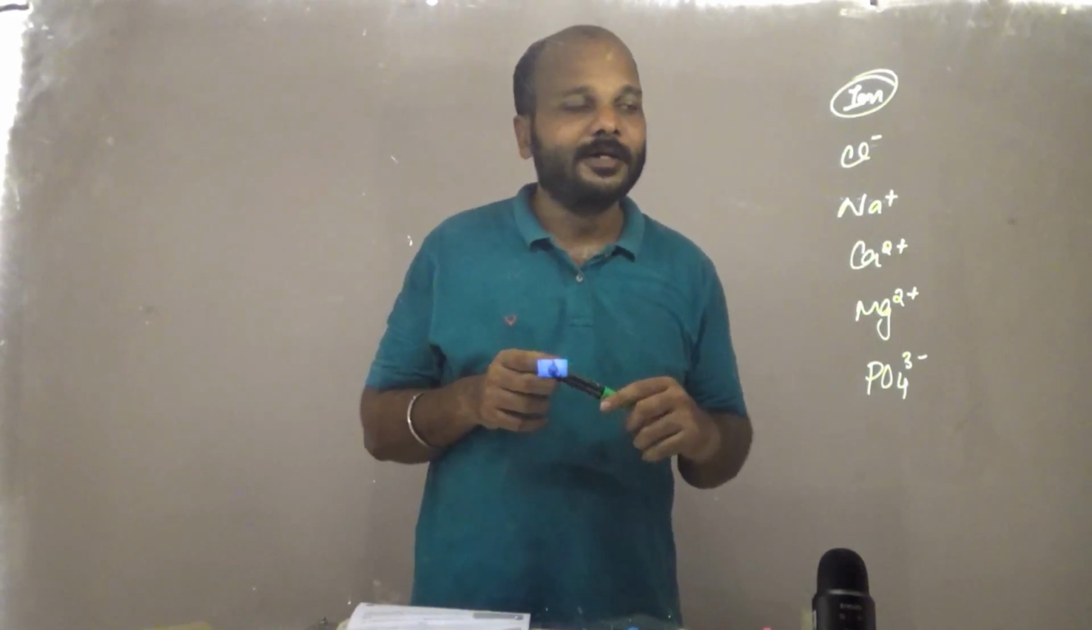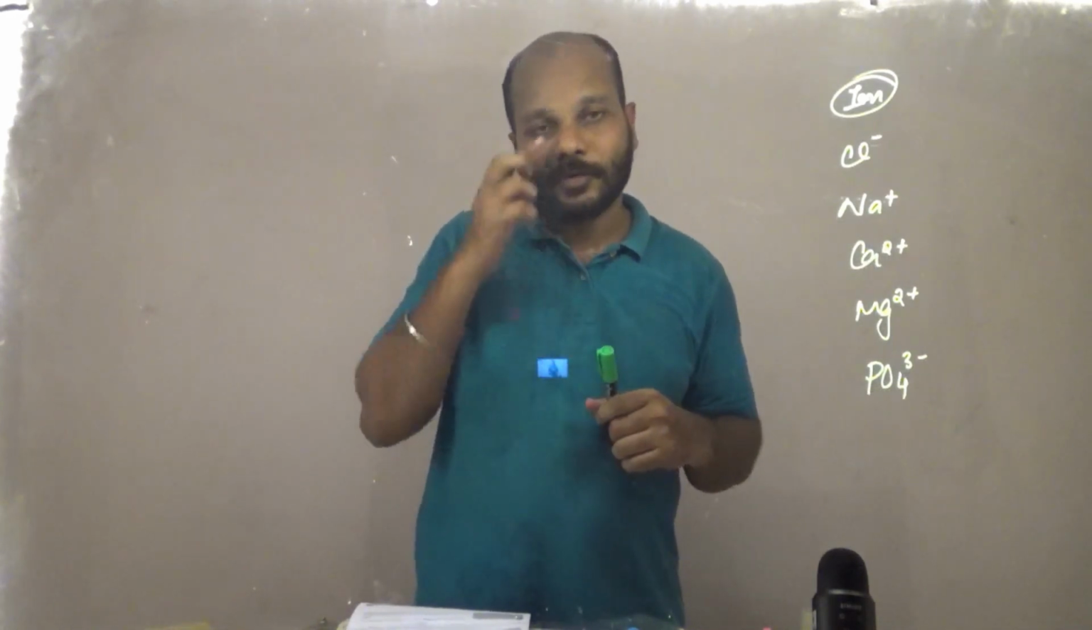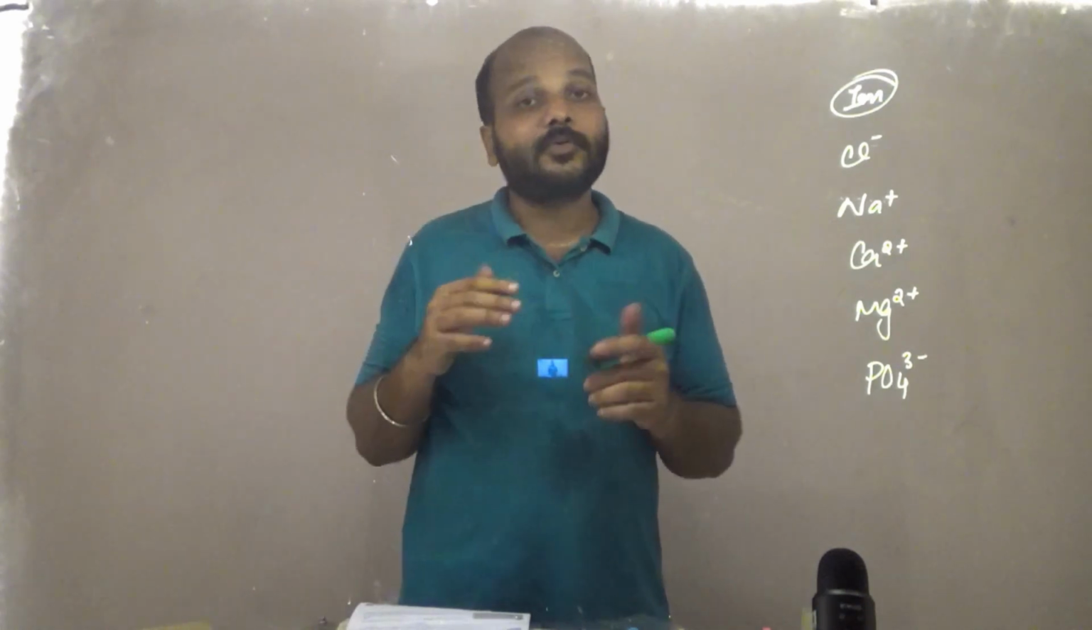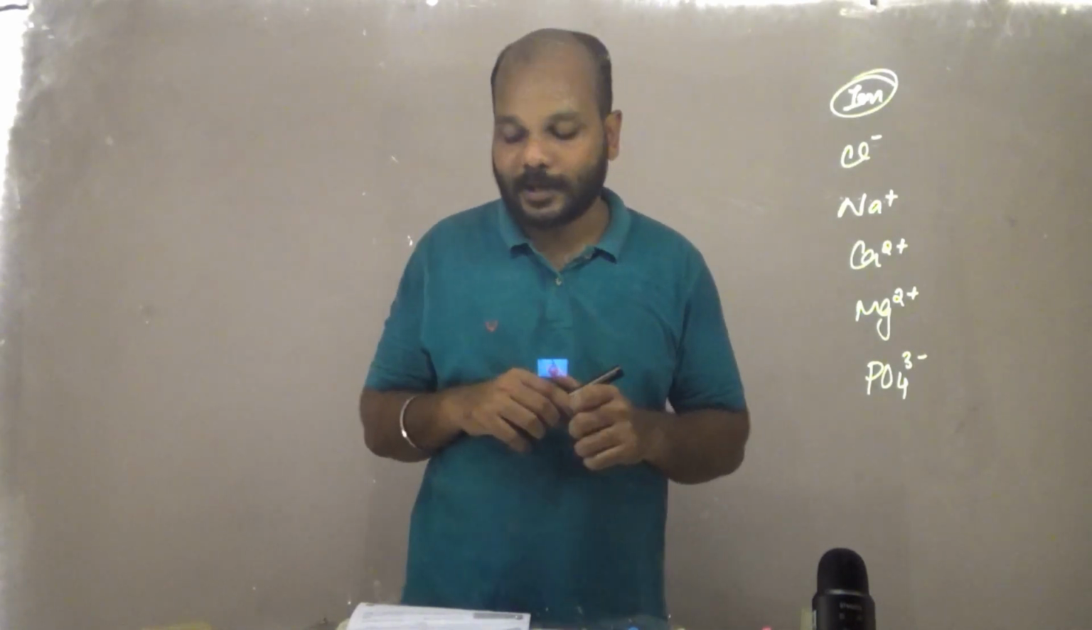This is also an ion, it has a positive charge. This is also an ion because it has a positive charge. PO4 3 minus is also an ion. So when the same number of protons and electrons is not there in an atom, it is going to be an ion, right?